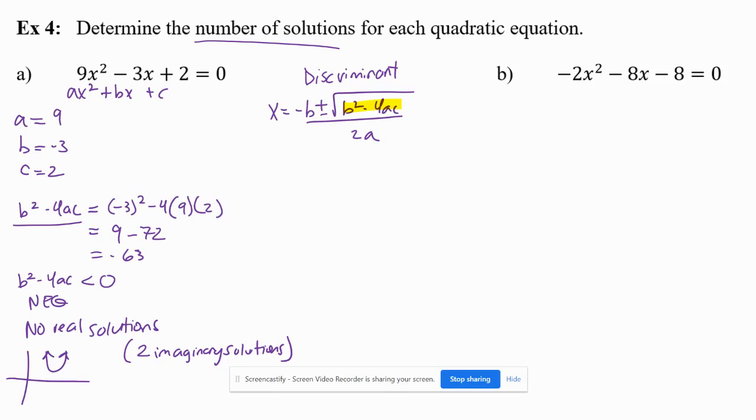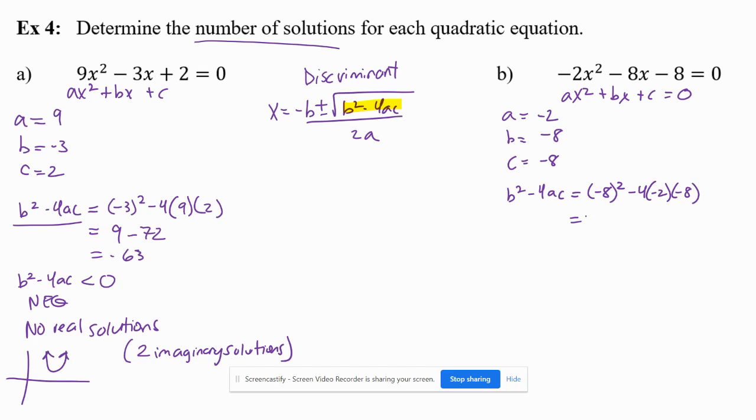B we'll do separately. Again, making sure that it's in standard form. Ax squared plus bx plus c is equal to 0. Identify your a, b, c values. A is negative 2. B is negative 8. And c is also negative 8. So the discriminant is b squared minus 4ac. B is negative 8, parentheses squared, minus 4 times a, which is negative 2, times c, which is negative 8.